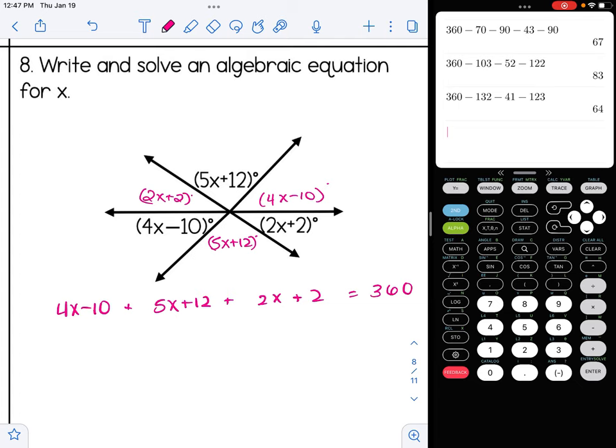So to take that into account, I'm going to adjust my equation a little bit, and I'm going to say, well, there's 2 4x minus 10s. There's 2 5x plus 12s, and there's 2 2x plus 2s. Rather than do this with the distributive property, what you could do instead is you could have chosen to do 2x plus 2 plus 2x plus 2 plus 4x minus 10 plus 4x minus 10 plus 5x plus 12, 5x plus 12, add up to 360, and really just show that you're adding up all 6 angles. Or you could just add up the 3 initial ones to 180. All of that would work. I'm going to stick with this method using the distributive property.